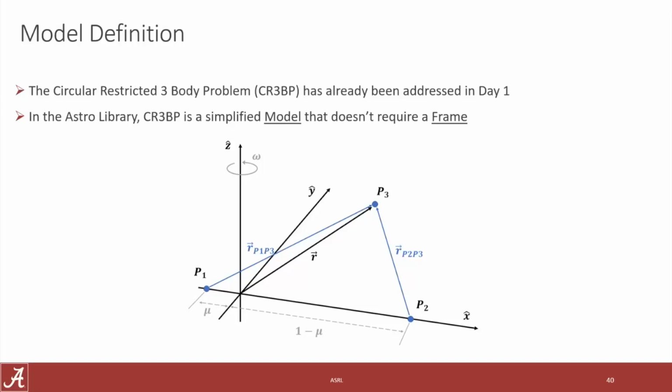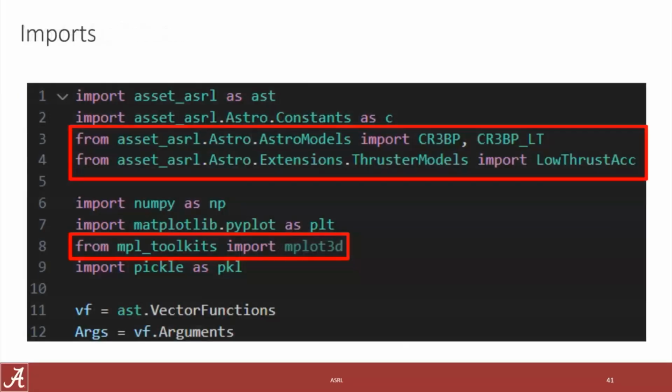So you did write your own implementation of this yesterday, but it does also come in the Astro library. It's a simplified model. So the CR3BP is an autonomous system, so we don't have to have a frame because there's no ephemerides in CR3BP.